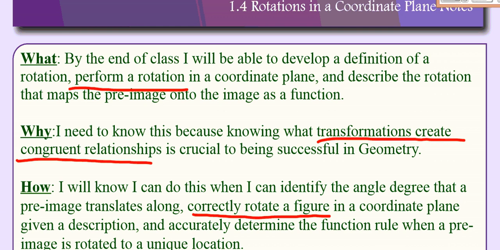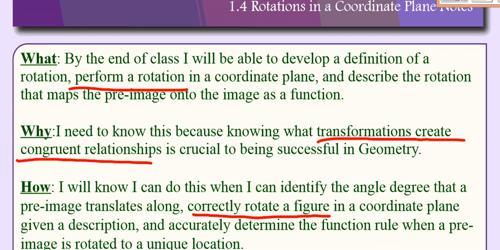So in this lesson, we're going to be talking about rotations. By the end of class, you'll be able to perform a rotation. That's important, like we've said a couple of times, because transformations create congruent relationships. Congruent is the key to all geometry. And you know you get it when you can correctly rotate a figure.